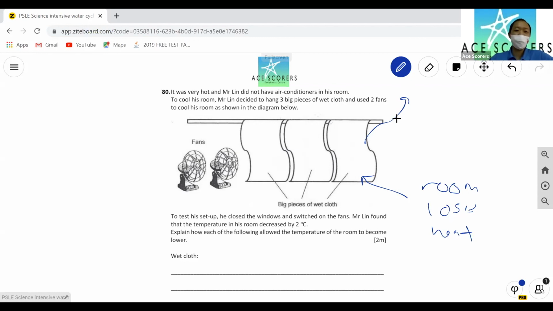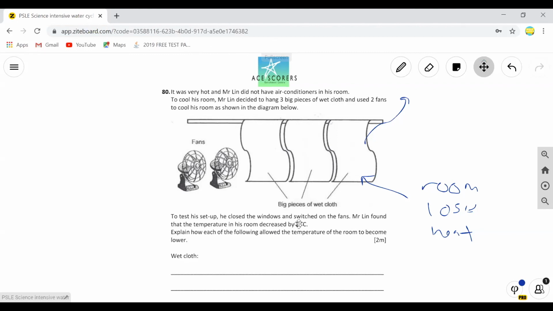You can try this at home. So are you going to try this at home? Yes. Yeah, get one wet cloth. Don't need to waste money. Although using 2 fans might be wasting more money than using 1 aircon.